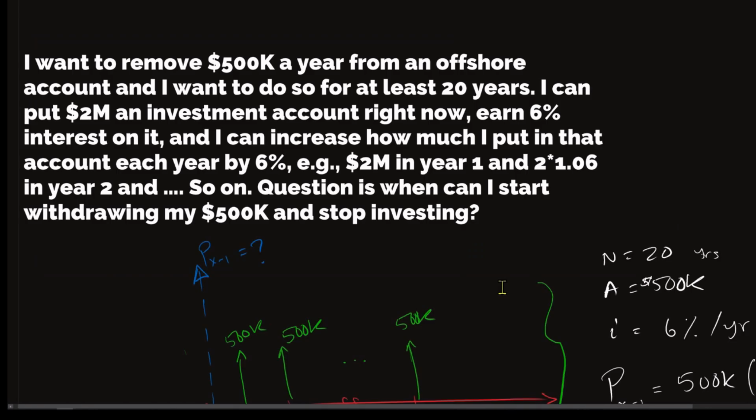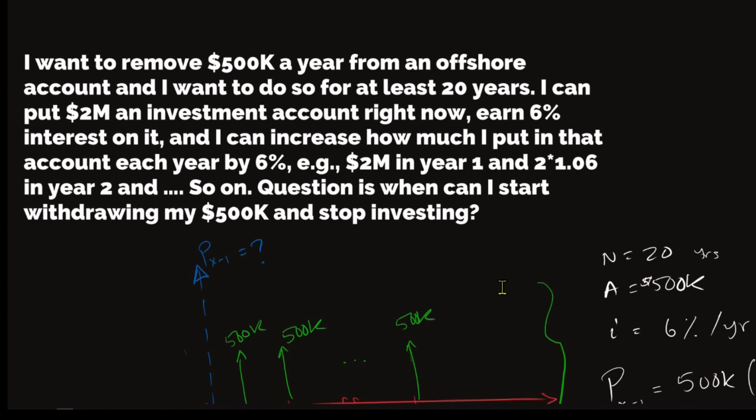So here's another example. I want to remove $500,000 a year from an offshore account, and I want to do so for at least 20 years. So I want $500,000 a year for 20 years. I can put $2 million in an investment account right now and earn 6% on it, and I can increase how much I put in that account each year by 6%. So I can put $2 million in year 1, and then $2 million times 1.06 in year 2, and so on. So the question is, when can I start withdrawing my 500K and stop investing?